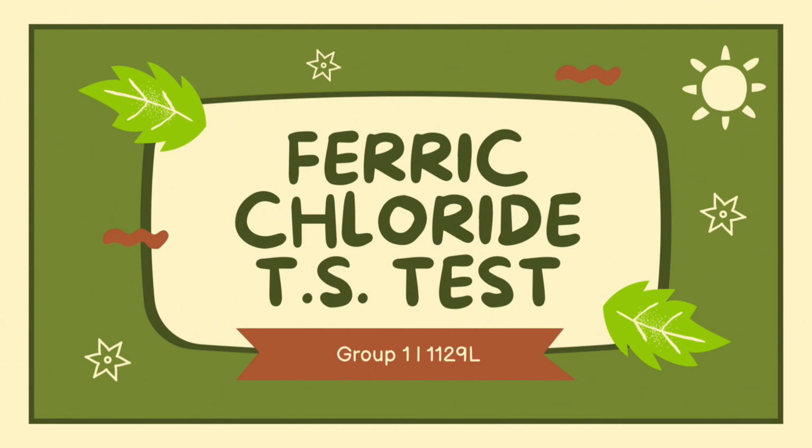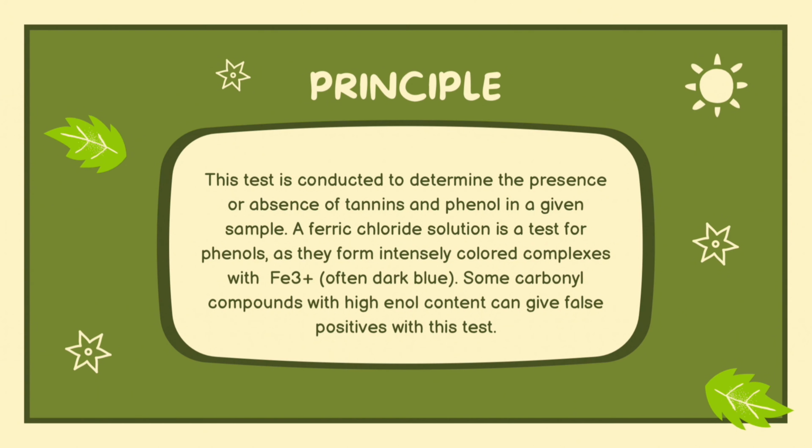I'm going to talk about tannin and tannin-containing derivatives, specifically the ferric chloride test. The principle of this test is that it is conducted to determine the presence or absence of tannins and phenol in a given sample. A ferric chloride solution is a test for phenols, as they form intensely colored complexes with ferric chloride, which is often dark blue as the indicator of a positive result. Some carbonyl compounds with high phenol content can give false positives with this test.